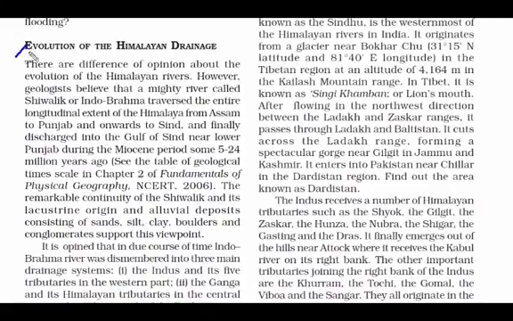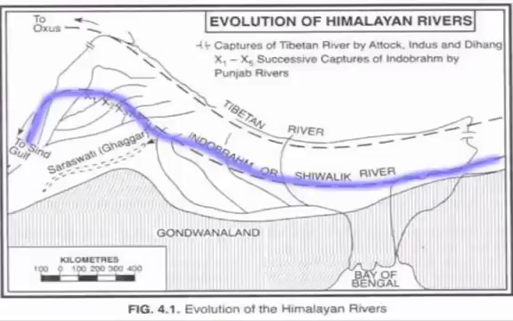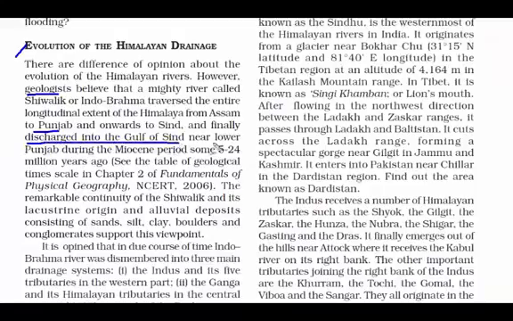Now let's read about the evolution of the Himalayan drainage. How did it come into existence? Many geologists believe that there was a mighty river called Shivalik or Indo-Brahma which traversed the entire longitudinal extent of the Himalayas from Assam to Punjab and then discharged into the Gulf of Sindh near Lower Punjab.